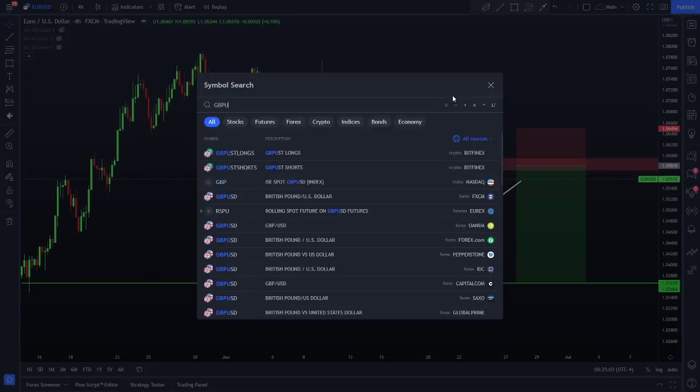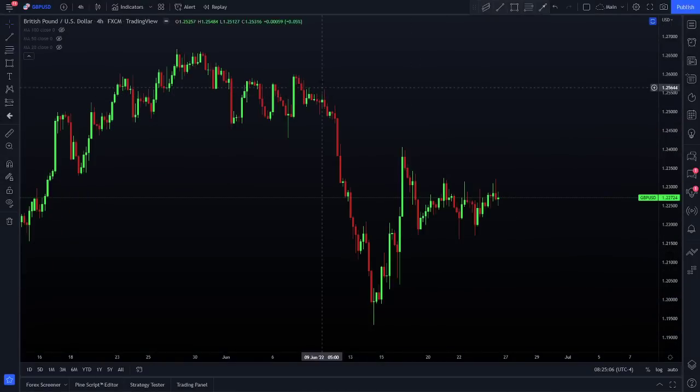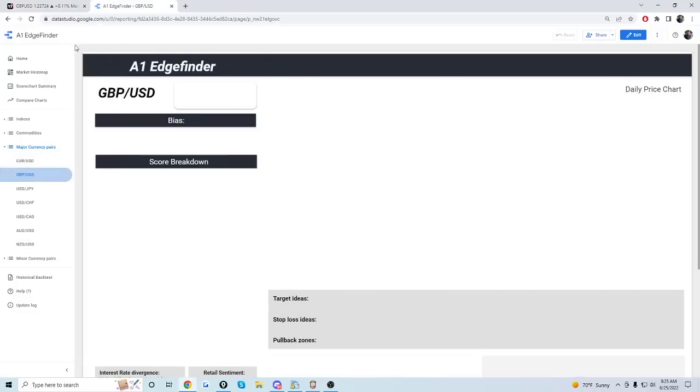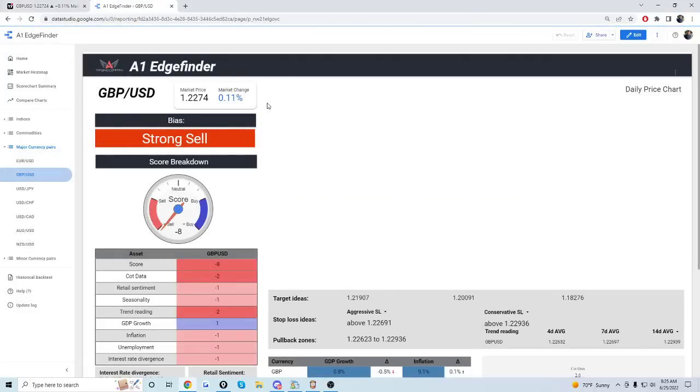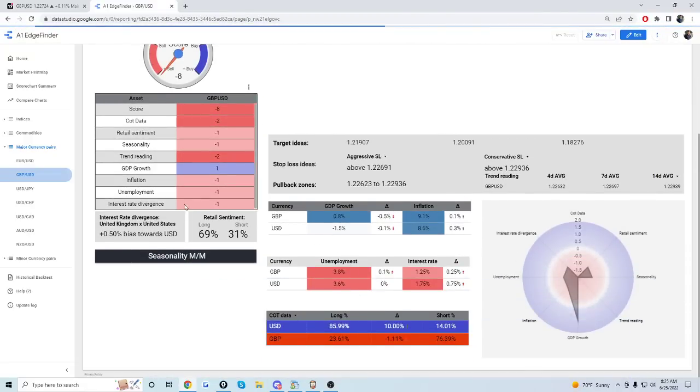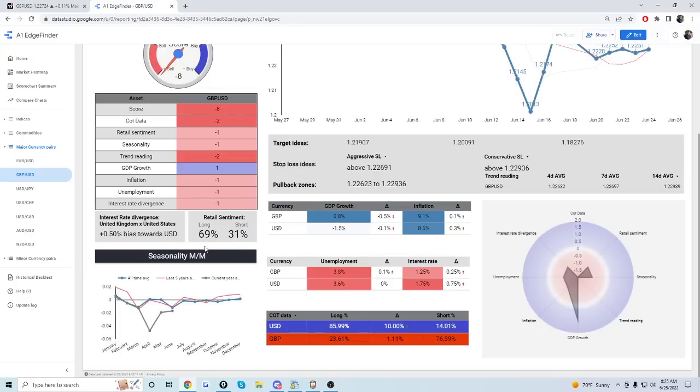Next up is GBPUSD. So here's pound dollar. Pound dollar also, I believe, falls in the lower category here. And let's see. Pound dollar gets a strong sell. And what we can see, if we start out down below here, is very similar to the euro dollar. The crowd is 69% long and 31% short. So that's a bias towards being on the short side.